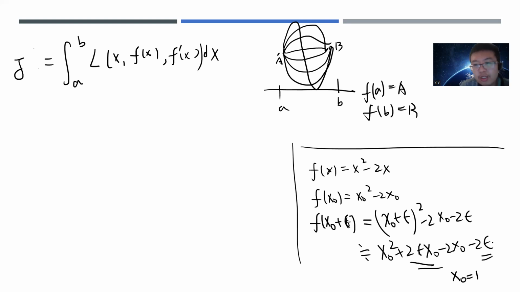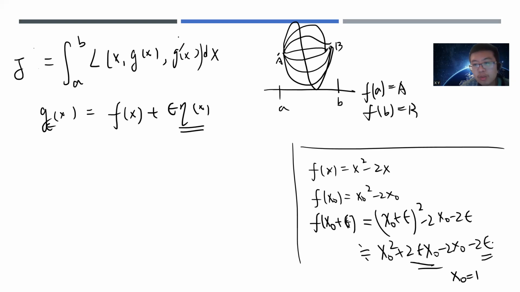In this case, we can assume that our f of x is some particular answer plus epsilon times some function. It's an arbitrary function. Let me change the notation a little bit. Let's call it g, and write g to be f of x plus epsilon eta of x.